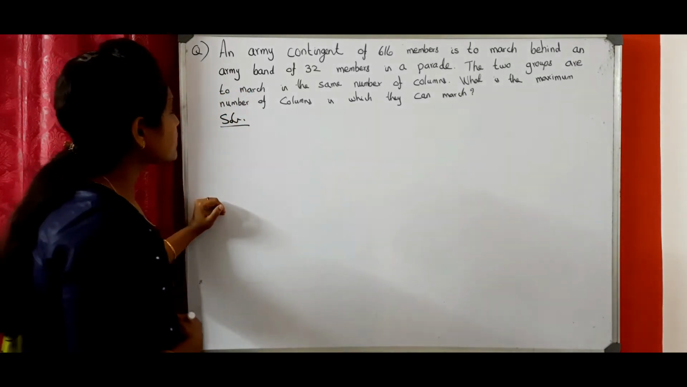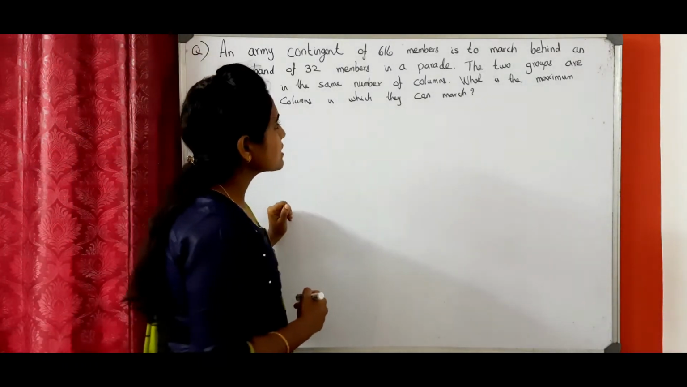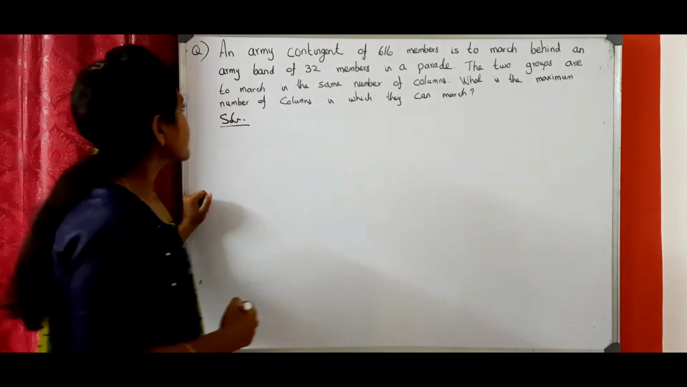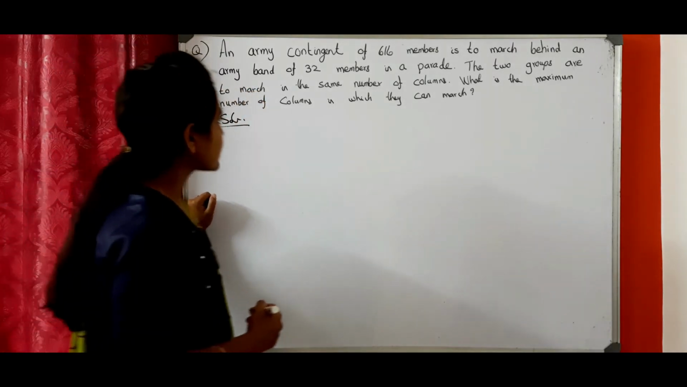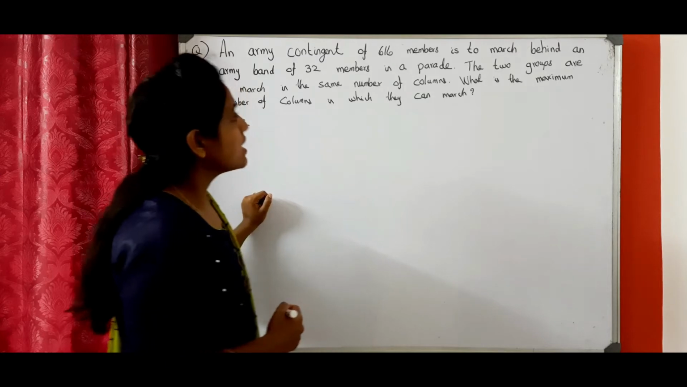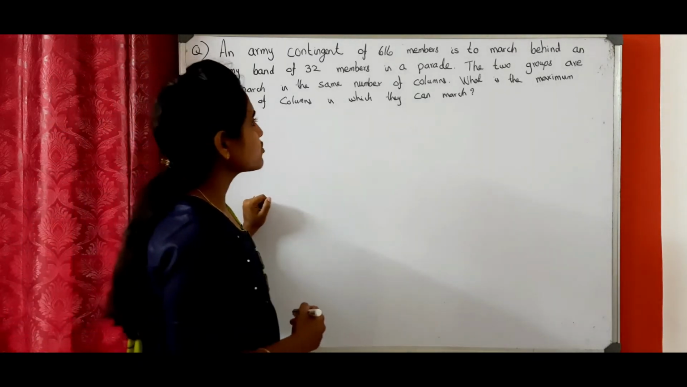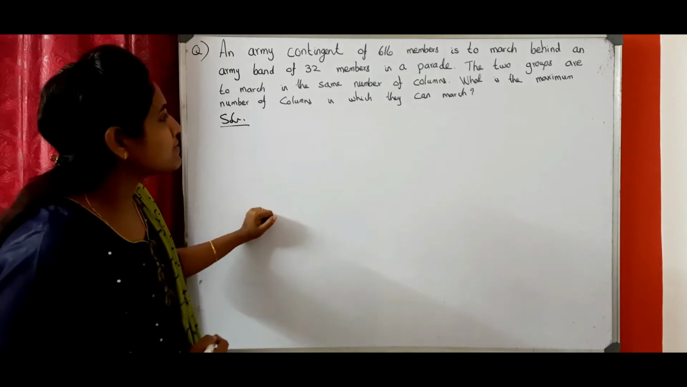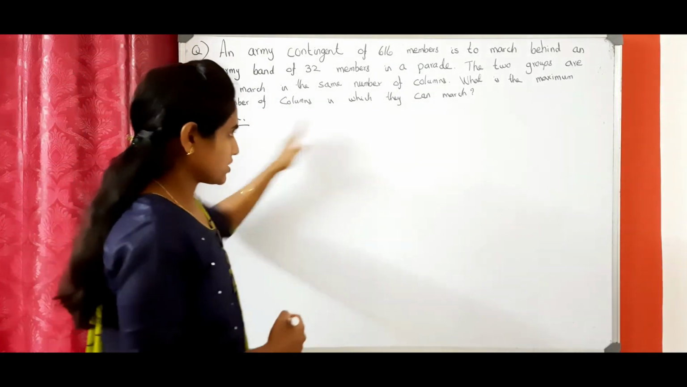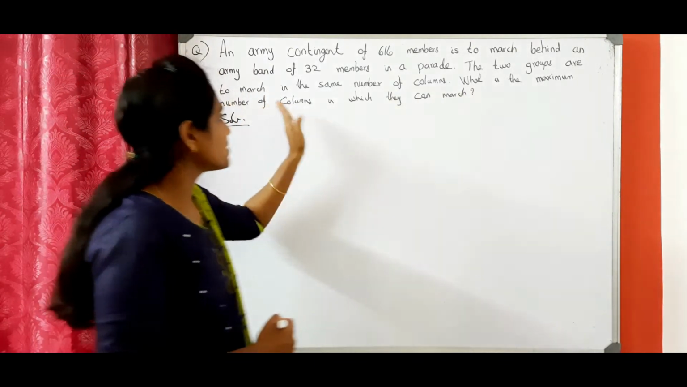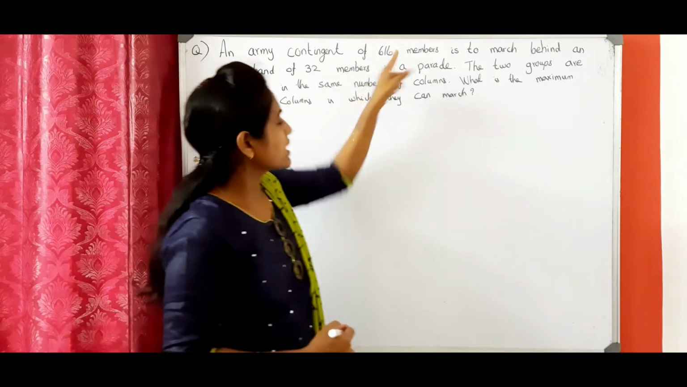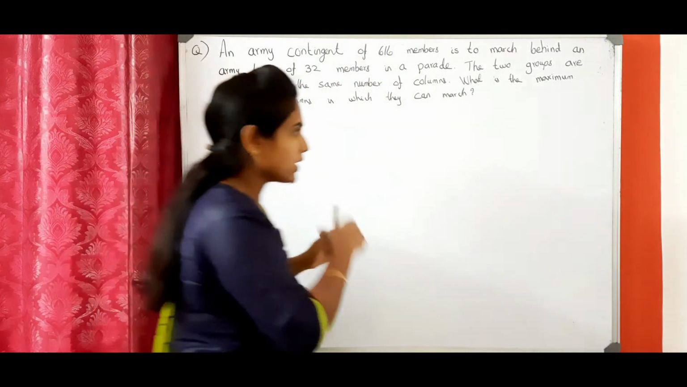An army contingent of 660 members is to march behind an army band of 32 members in a parade. The two groups are to march in the same number of columns. What is the maximum number of columns in which they can march? We need to find the maximum number of columns. This is a little bigger number, so I will first explain with a smaller number.